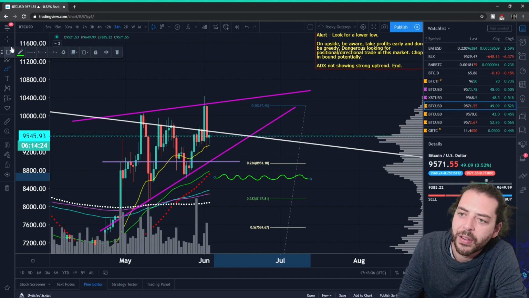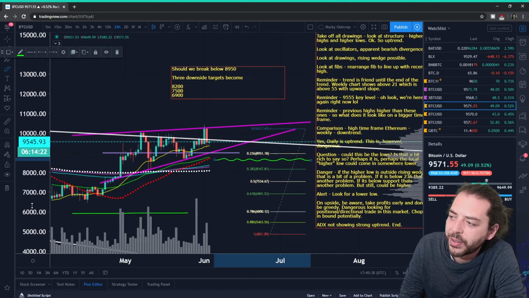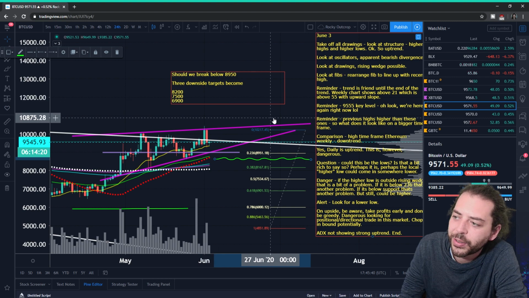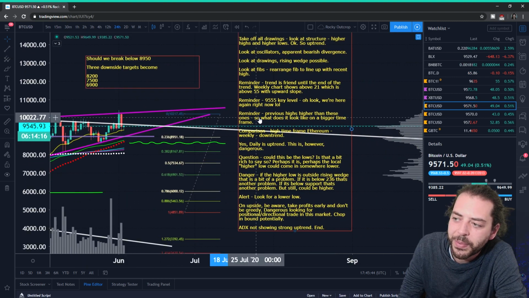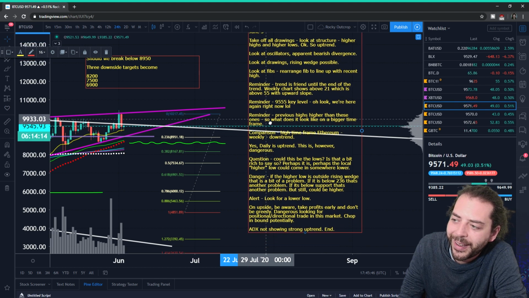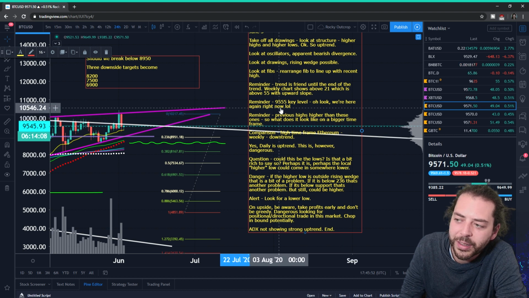Okay, now let's go back to the notes again. Cool, we're getting through this. I know it's been over 20 minutes already, but we're getting through this. Reminder: previous highs are higher than these ones. So what does it look like on the bigger time frame? Oh, cool, we've done this. Check. Basically went through all that a minute ago looking at it on the weekly. Comparison, high time frame weekly.